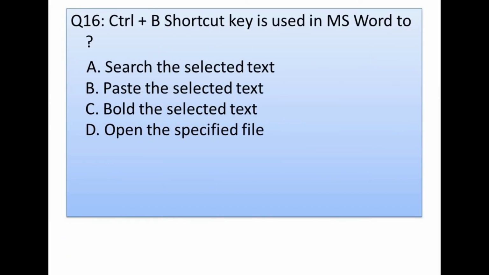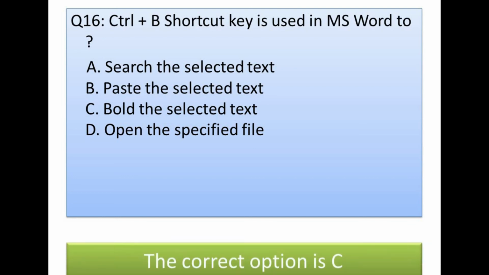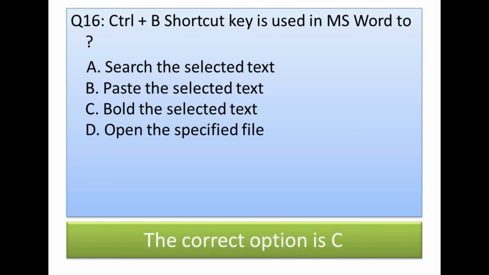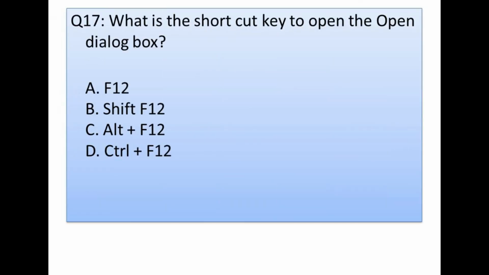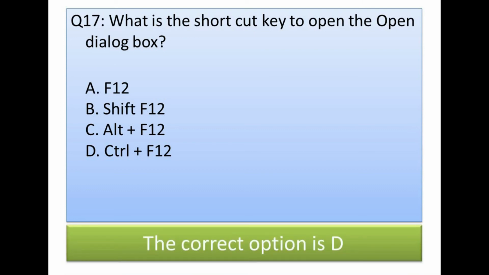Ctrl plus B shortcut key is used in MS Word to search the selected text, paste the selected text, bold the selected text, open the specified file. So the correct option is C. What is the shortcut key to open the open dialog box? F12, Shift plus F12, Alt plus F12, Ctrl plus F12. So the correct option is D.